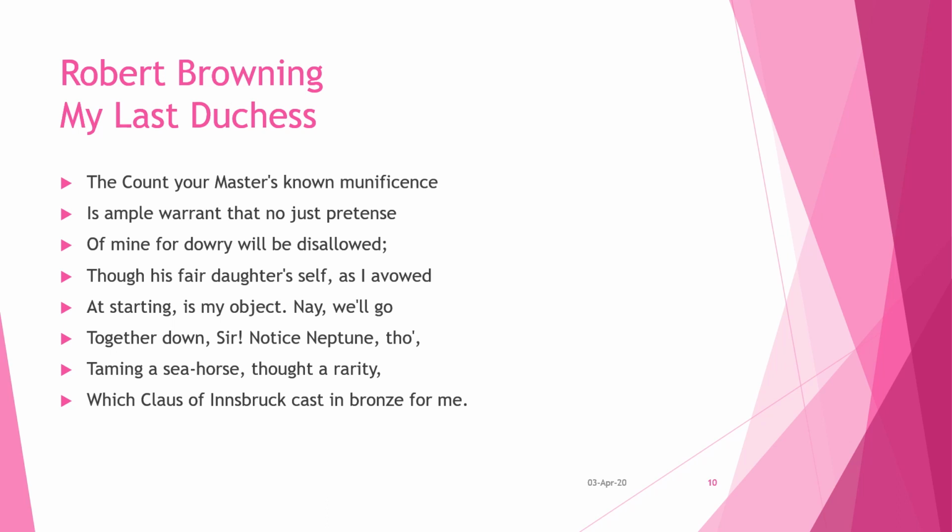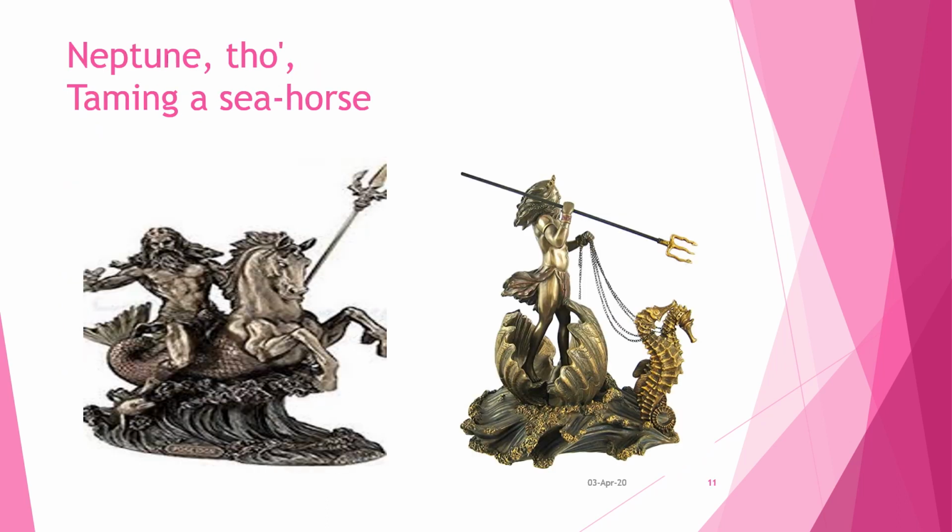And the artist here was called Claus of Innsbruck, and it was made in bronze and made especially for me. This man is arrogant, he is proud, he is a murderer, he is wicked, he has a lot of bad feelings inside him, and his wife is something simple, something delicate, sweet, kind, easily impressed, etc. This is the statue on his staircase as they went downstairs.